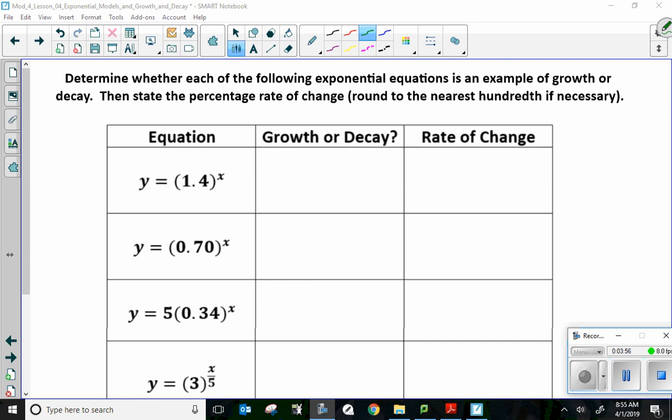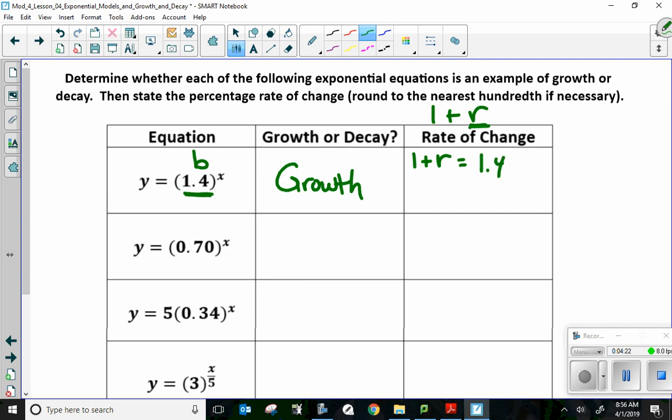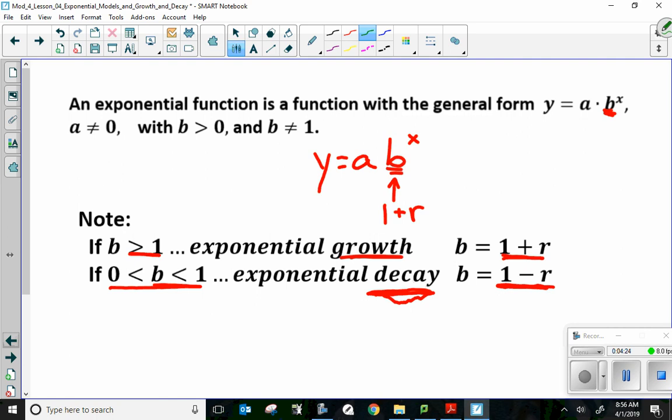Okay, take 2. 1 plus r. The r is my rate of change. That's what I'm looking for. Okay, so is this growth or decay? My b value is bigger than 1, so I know it's growth. Okay, but what is that rate of change? I just take 1 plus r and set it equal to whatever my b value is. I mean, didn't we just say our b value is 1 plus r?